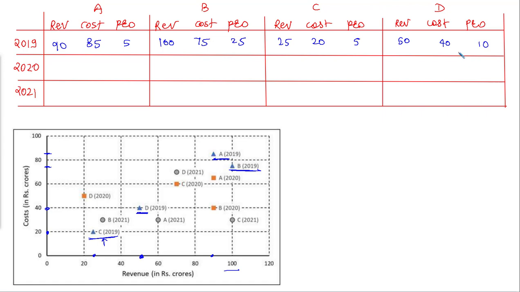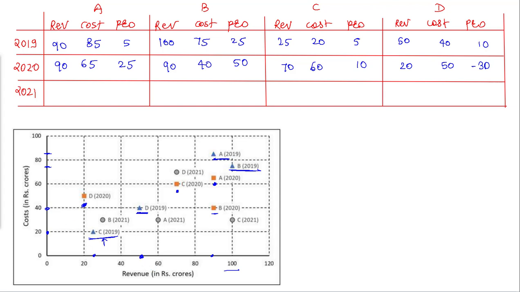Similarly, for the year 2020, the data is represented by using orange color. For company A, the revenue is 90 and 65 is the cost. So the profit is 25. For company B, it is 90 and 40, so the profit is 50. For company C, it is 70 and 60. The profit is 10. For company D, it is 20 and 50. The profit is minus 30 over here.